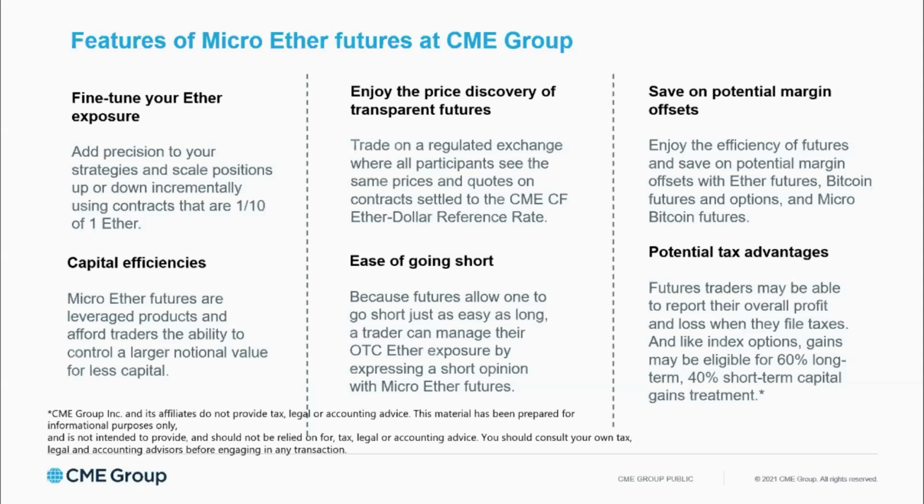There are capital efficiencies with our micro futures because they are leveraged products. You can go short just as easy as you can go long here. And then the potential tax advantages that futures offers traders in general are applicable in our micro ether contracts. They are taxed at a blended rate, 60%. And I'm not an accountant, and I'm not giving tax advice here, but you may be eligible for 60% long-term tax treatment and 40% short-term capital gains treatment. So it's a blended rate, 1256 tax code, I believe it is.